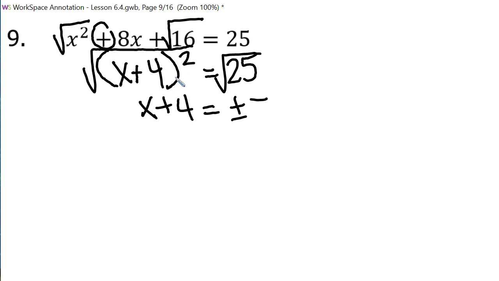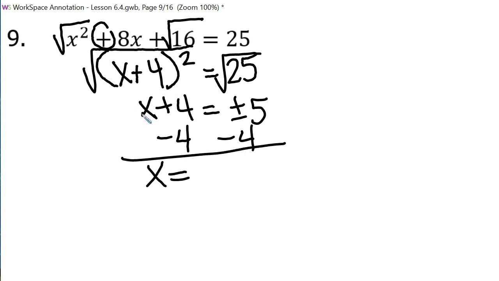Now, we want to get this x by itself. So what's the opposite of add 4? Subtract 4 from both sides. So x equals, we're going to put the plus or minus at the back, so I'm putting the negative 4 out front and the plus or minus 5 at the back. Now I can get my two answers from that expression.